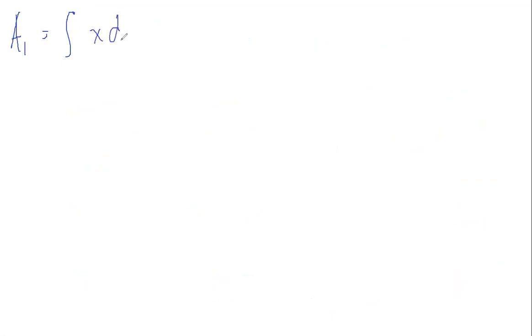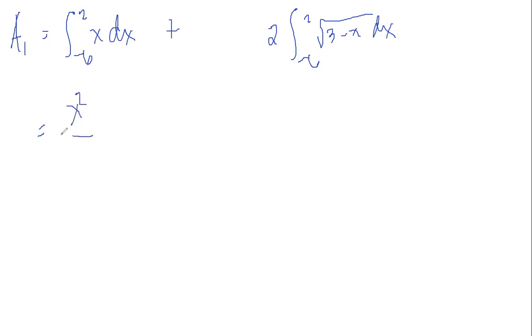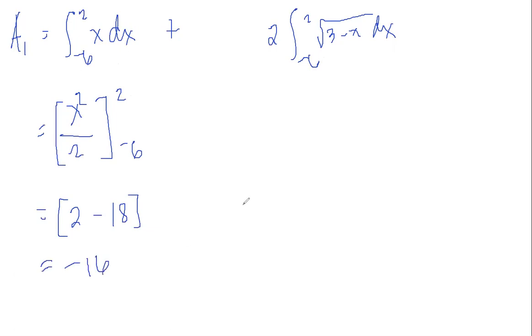So that's the integral of x dx from negative 6 to 2, and the other one is 2 times the square root of 3 minus x dx from negative 6 to 2. So here, the first is just equal to x squared over 2 evaluated from negative 6 to 2, right? And this is equal to 2 minus 18. This is equal to negative 16.